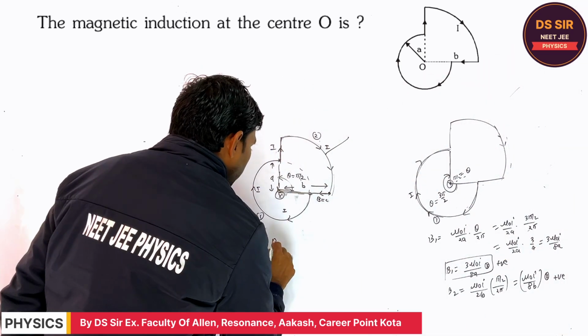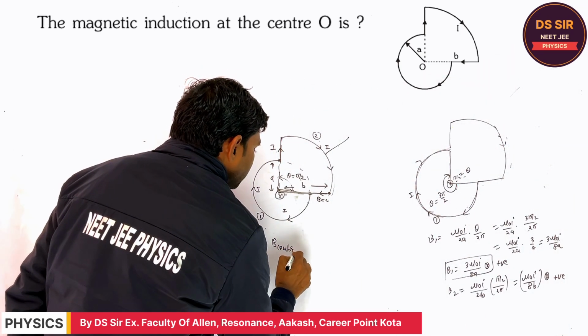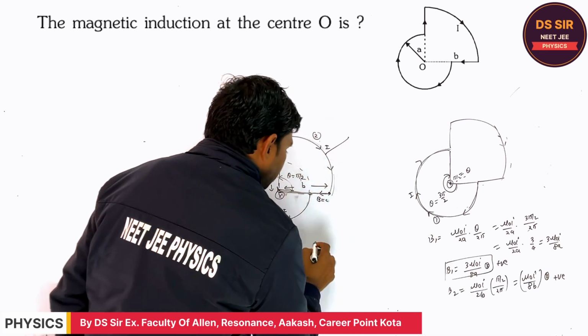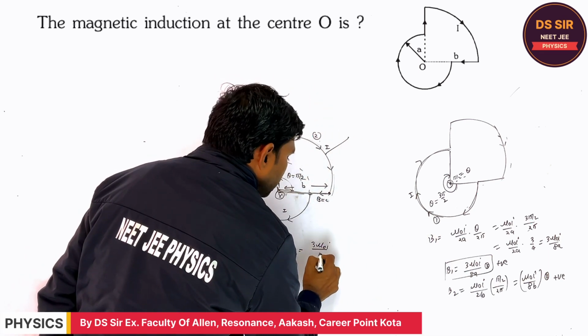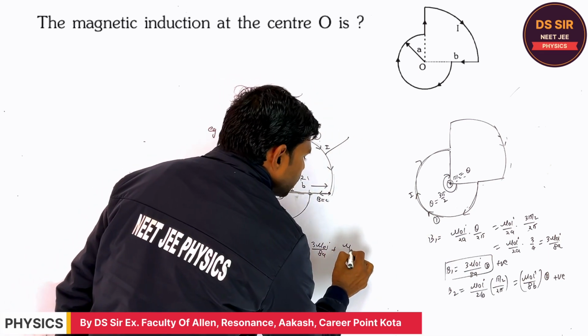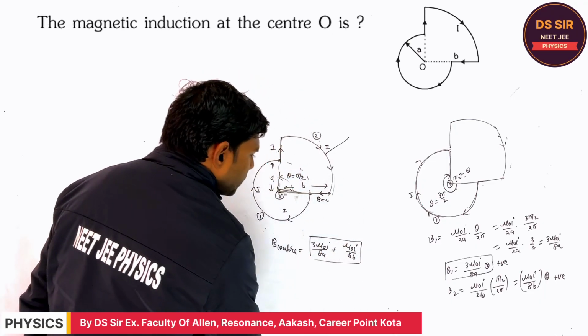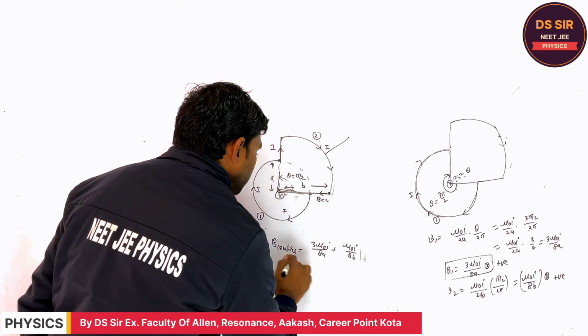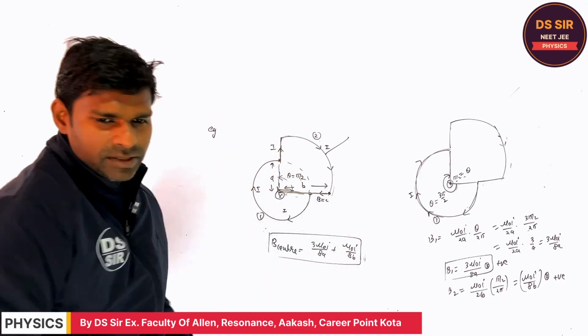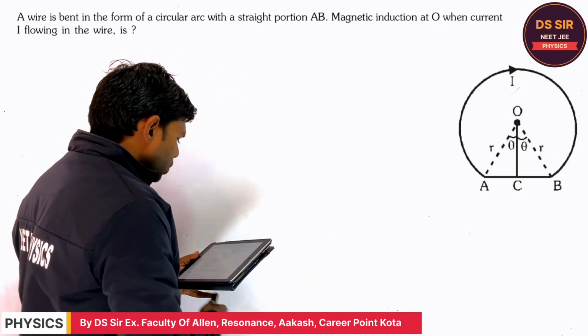So what is the total magnetic field at the center? Say plus and plus: 3 mu naught I upon 8a plus mu naught I upon 8b. Is it clear or not, you tell? So this is the answer, right? Copy this. So read this question.